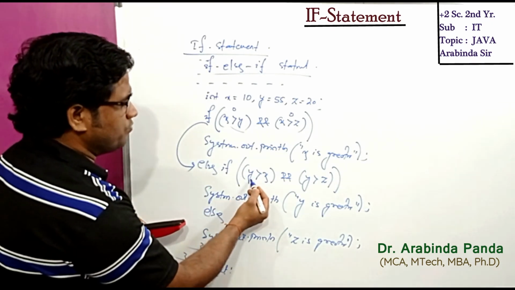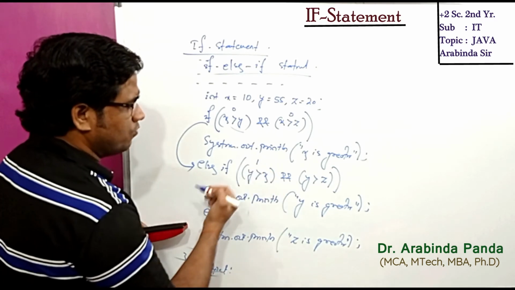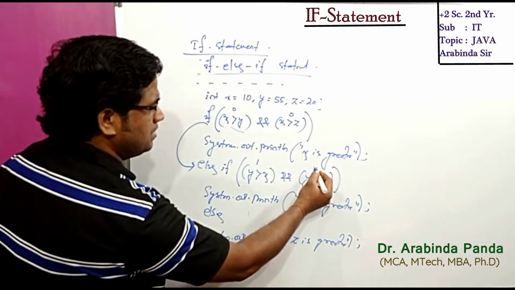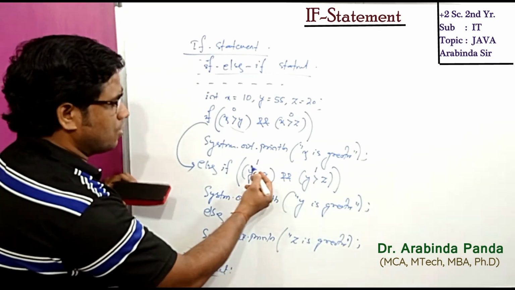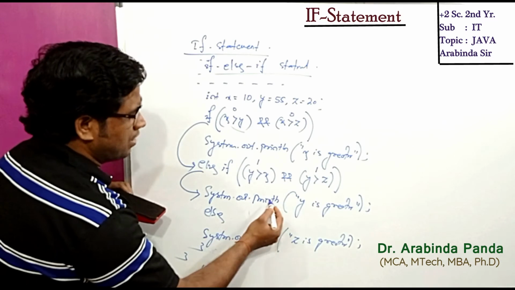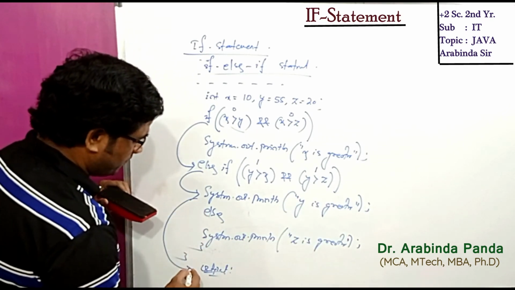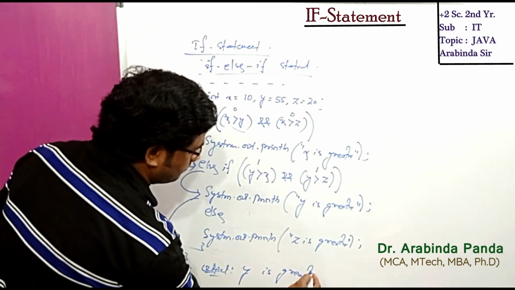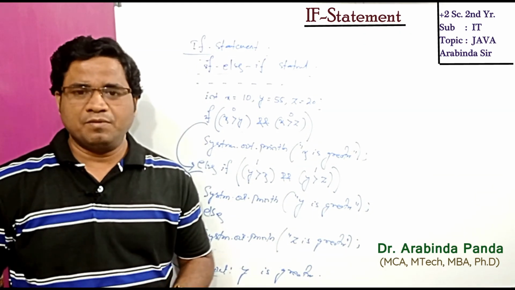So here again it will compare 55 greater than 10, true or false? True means 1. 55 greater than 20, true or false? True means 1. So 1 and 1, that is true overall. So overall true means it will execute this part, that is System.out.println y is greater, and then break. Okay. So your output will be what? Y is greater. So very simple. See the programming implementation.